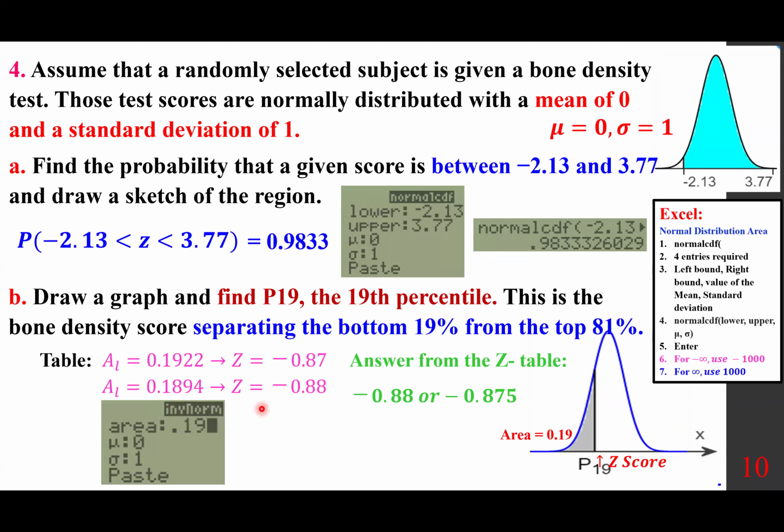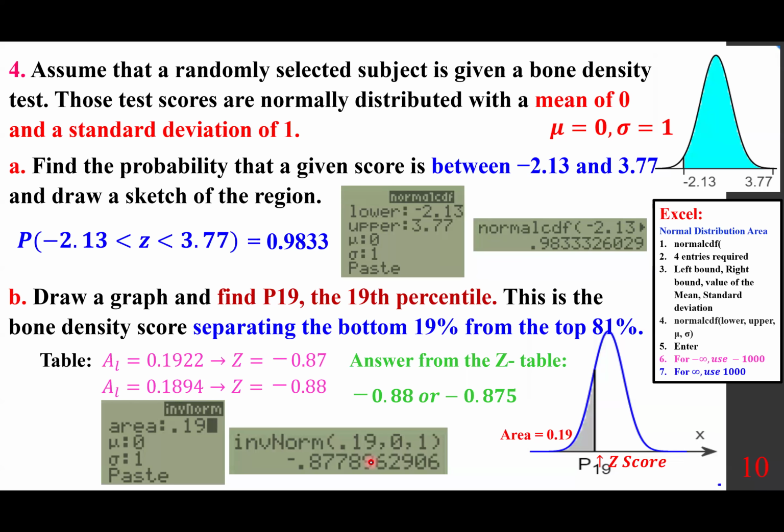Anyways, if we go with the technology, inverse norm is used. Area is 0.19, mu 0, sigma equals 1, and we get minus 0.87789, and it continues. Obviously, the difference between this and what we got from the table is that this is much more precise, as expected. So that's why, to a certain degree, it's a good idea to use the table. It's truly helpful, as well as the technology.